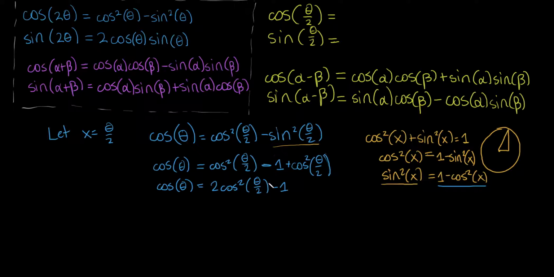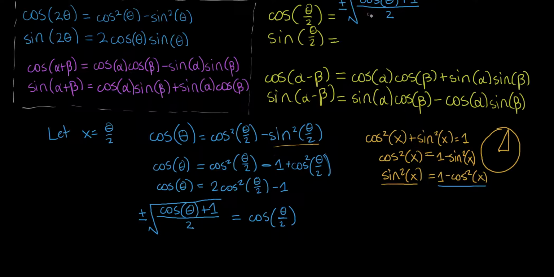So we have here, if we add 1, we get the cosine of theta plus 1. And if we divide by 2, we're left with this equals the cosine squared theta over 2. Of course, we can just take the square root at this point, so we get that the cosine of theta over 2, this half angle identity for the cosine, is the plus or minus square root of this value. Okay, so let's copy this up to here.